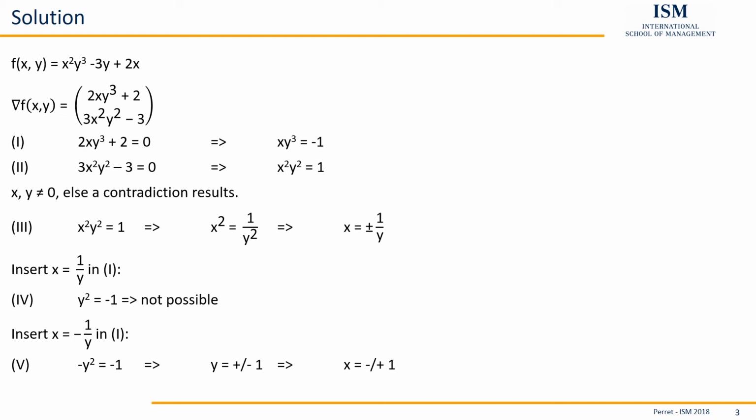So here we have two possible extrema: 1, minus 1 and minus 1, plus 1. That's the two. And then we need to check whether they are minima, maxima, or saddle points.